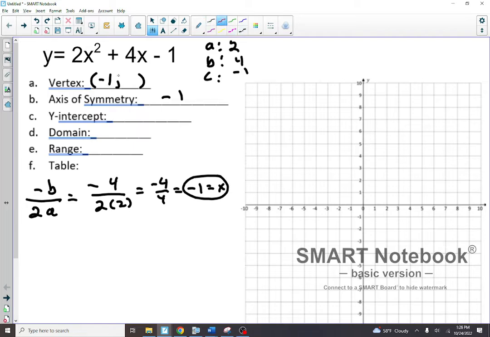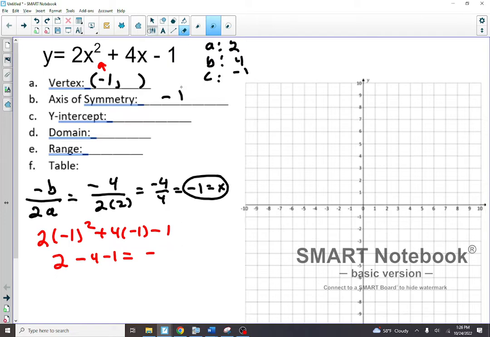After I find the x of the vertex, I take it and plug it into my equation. So 2 times negative 1 squared plus 4 times negative 1 minus 1. So this is going to be 2 minus 4 minus 1. Overall, that's going to be negative 3. Thank you, I don't know why I said negative 5. Negative 1 squared goes first. Exponent is before multiplication. So then, negative 3 is the y of my vertex.